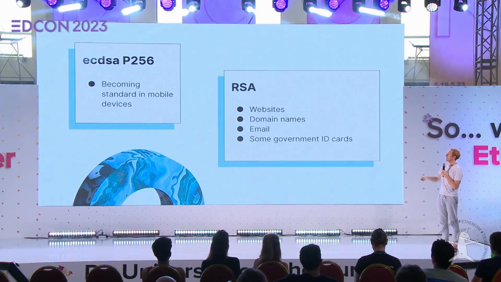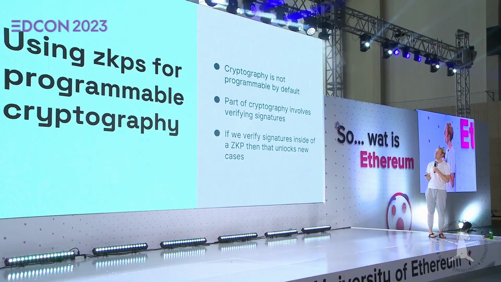The other set of primitives that seems really interesting is ECDSA on P256, the elliptic curve P256. And this is interesting because everybody's phone has a special chip that, when you unlock your phone, can provide this signature. So this is a really nice user experience improvement for Ethereum and for other things.